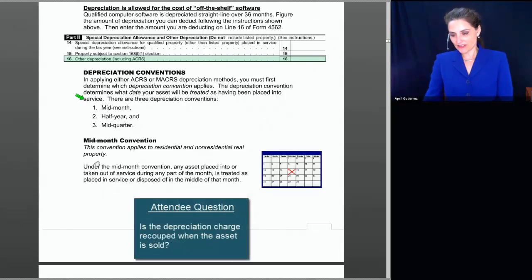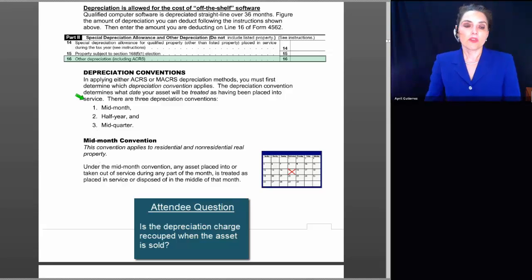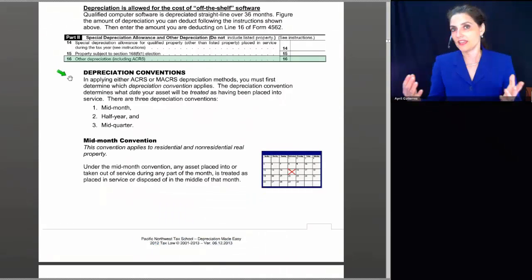There's a question here: is the depreciation charge recouped when an asset is sold? The answer is, when you are looking at the sale of an asset and whether you have a gain or a loss on the asset, that is determined based on the adjusted basis of the asset being subtracted from the sales price. If you sell an asset for nothing and you still have basis left in it, then at the time you sell it, you have a loss. And if your adjusted basis is less than the sales price, then you have a gain.